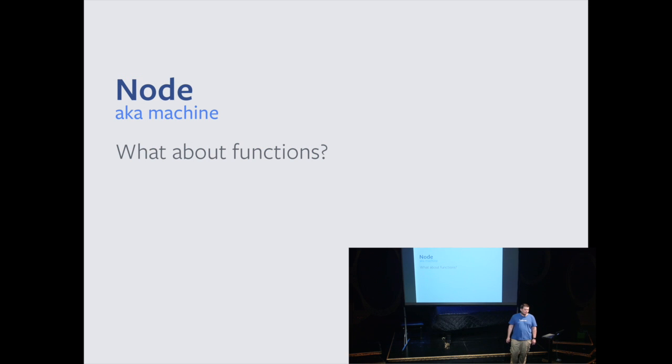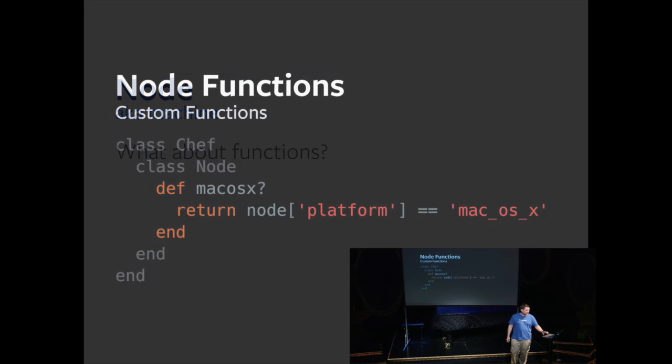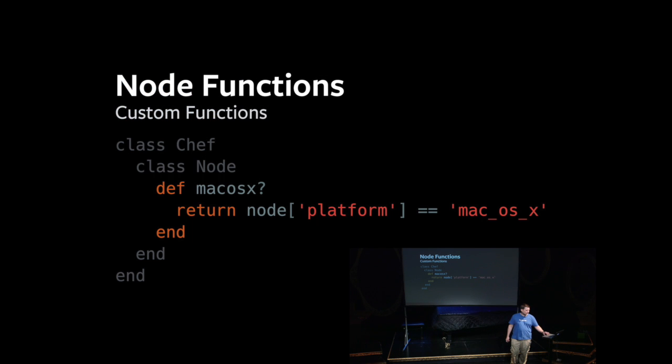So what about node functions? Here's an example. It's a pretty simple example of a node function that could be useful in your environment. It uses node attributes to determine if the platform is OS 10 or not, and then it returns true or false depending on what the node attribute says the machine is. So node platform is always a unique identifier for the OS it is running.